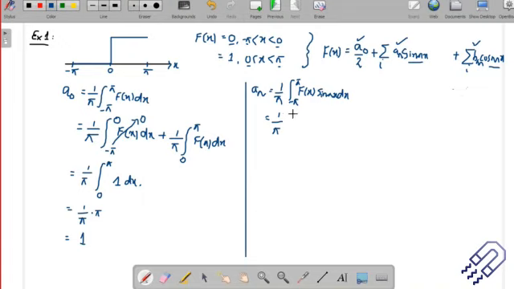Here also I can take it from minus pi to 0 and then 0 to pi. But minus pi to 0 will always be 0 because this function is 0, so I don't need to consider that limit. I will just simply go from 0 to pi every time for this particular function. This is a step function, you can check it. f(x) is 1, and then cos nx dx. So you have to just do it. That's it. So you can do it as sin nx divided by n.